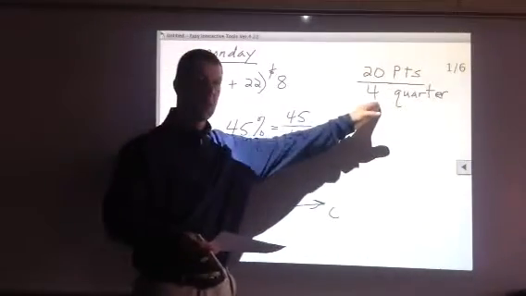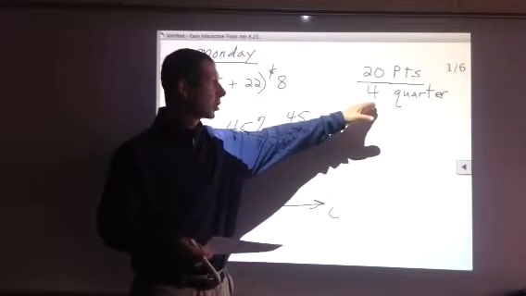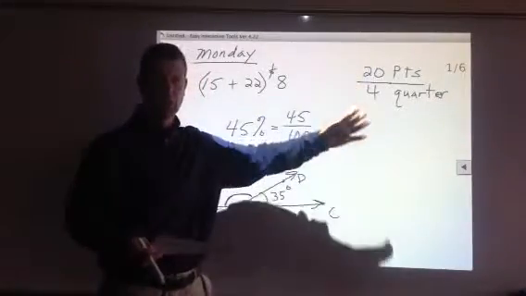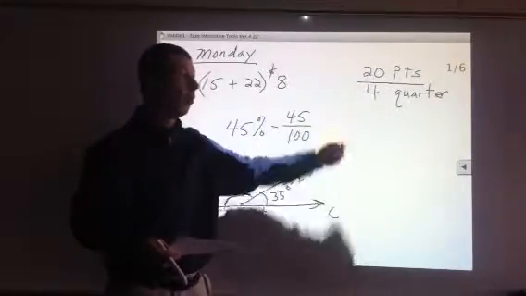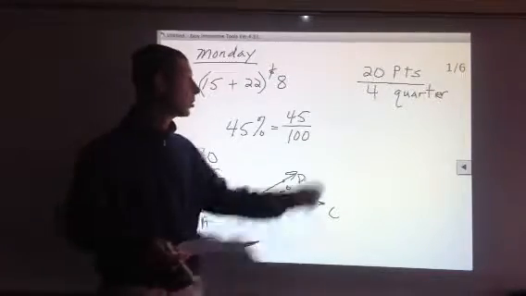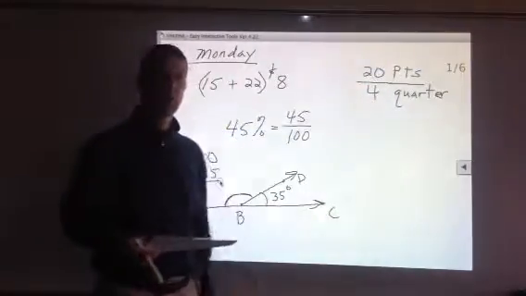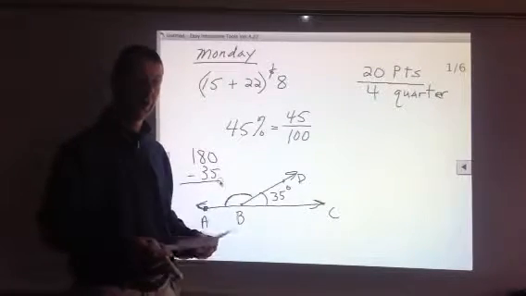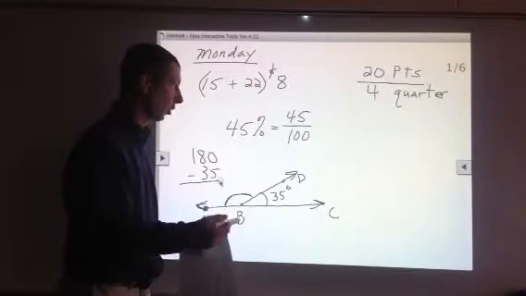Here's an average one. A basketball player scored 20 points in 4 quarters. They want to know what is their average points per quarter. So we got to go 20 divided by 4, and that will be how many points per quarter that individual scores.